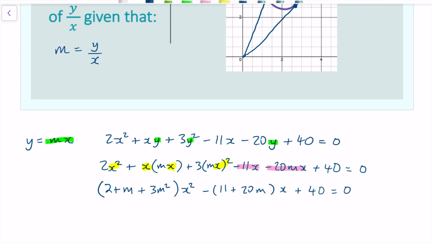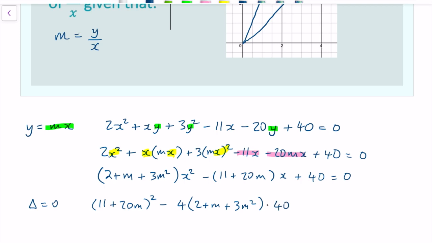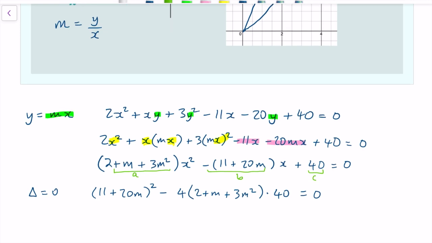And because we're looking for the max and minimum slopes, we're looking for the tangents. So discriminant equals 0. It's a little disguised discriminant problem there. 11 plus 20m is the b squared, minus 4 times a times c. Remember, this one here is my a, this one is my b, that's my c. Now I've got another quadratic equation, this time in m.